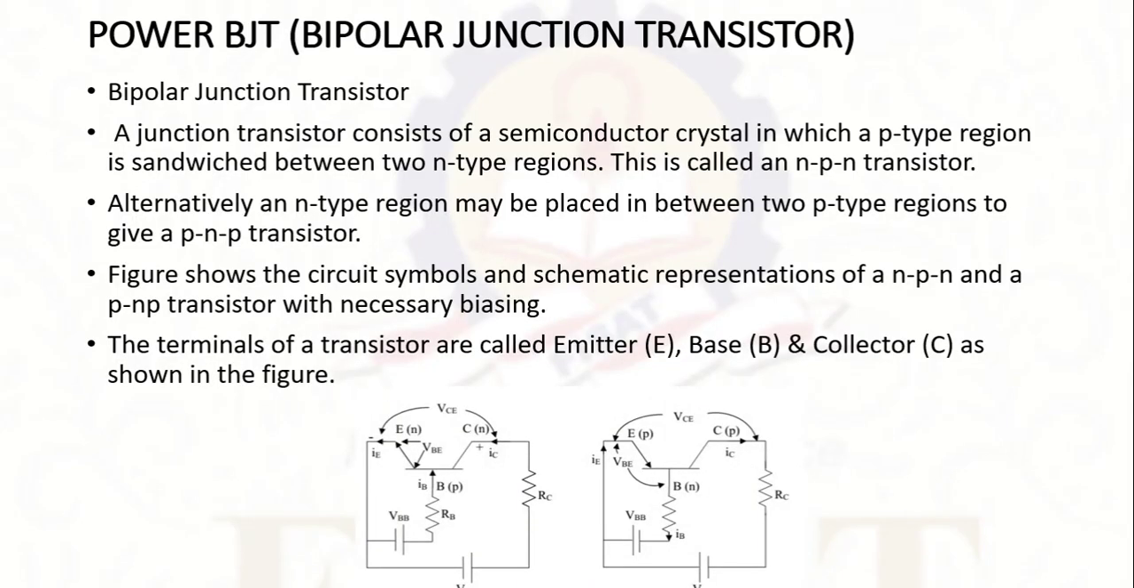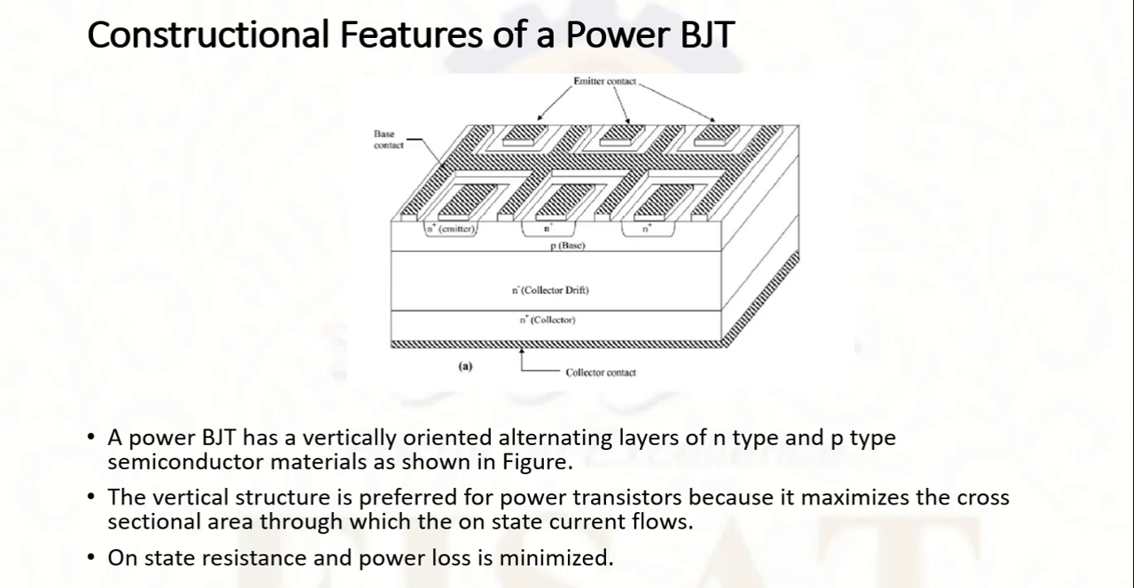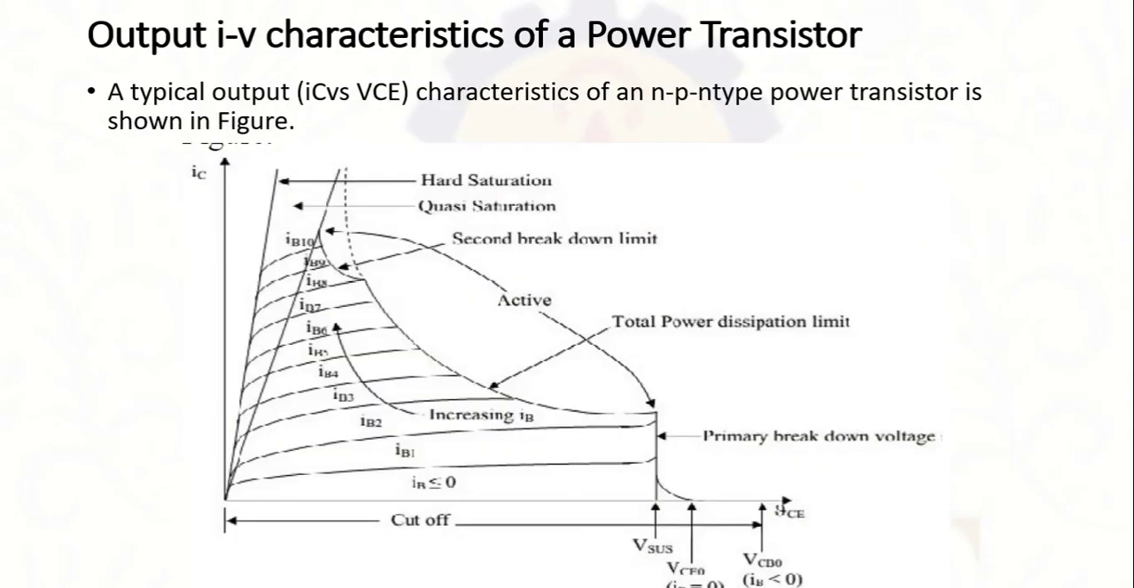We already discussed the power BJTs, where there are two types, NPN transistors and PNP transistors. And we saw the constructional features of a power BJT. And now, the output IV characteristics of a power transistor. So the given figure shows typical output characteristics of an NPN type power transistor.